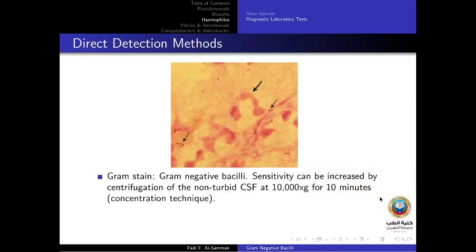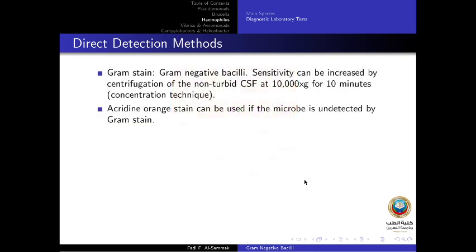Now, for direct detection, we can see the gram-negative bacilli here, as you can see. It also depends on the site of infection. If meningitis, we take CSF. And in order to increase the possibility of recovering the microorganism, we do centrifugation, which is called a concentration technique. In this technique, we can centrifuge the CSF at 10,000 G for 10 minutes. This way, we take the organism from the sediment and do a gram stain.